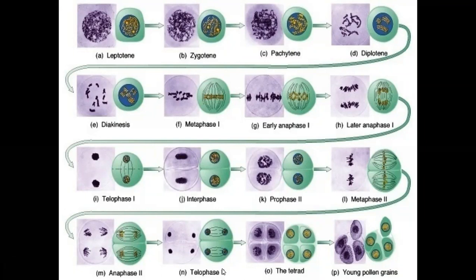Then after telophase 2, cytokinesis, division 2, will occur. After cytokinesis 2, four tetrads are formed. The four tetrads develop into four pollen grains or four gametes. So the meiosis 2 phase is similar to the mitosis division.